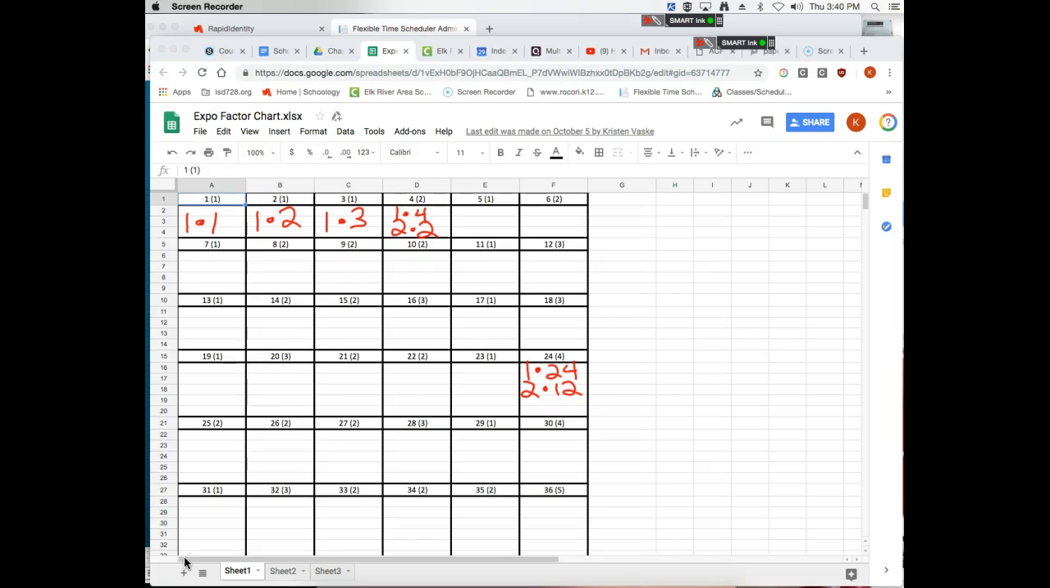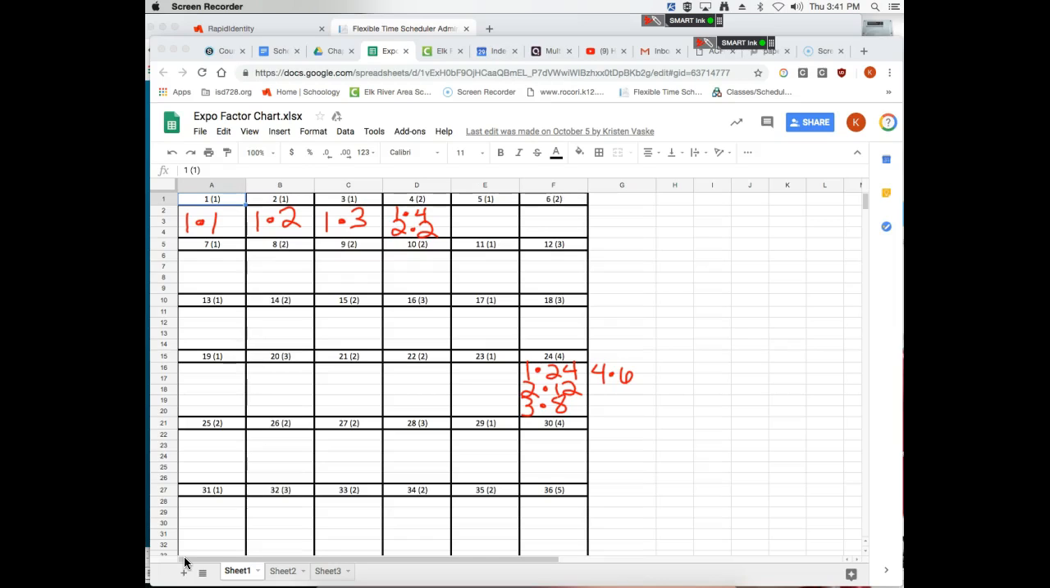Our next one is 3. 3 times 8 gives me 24. Our next one would be 4 times 6 gives me 24. So I have the 1, 2, 3, 4 ways to get to 24. I'll do one more for you, and then the rest of them is yours.